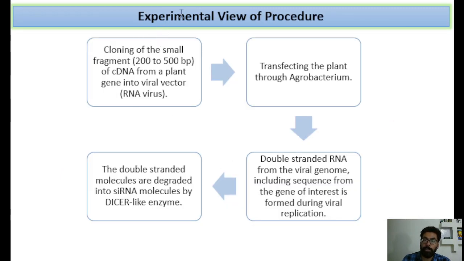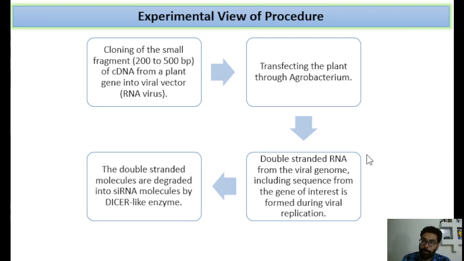So how will the experiment for VIGS look? We will clone the small fragment, like I already told, 200 to 500 base pair, that has to be unique for that gene. Otherwise, other genes will also get silenced, and you cannot know whether the gene function which is inhibited is because of your gene or some other gene. So that sequence has to be unique. After cloning, we will infect the plant by Agrobacterium-mediated inoculation.